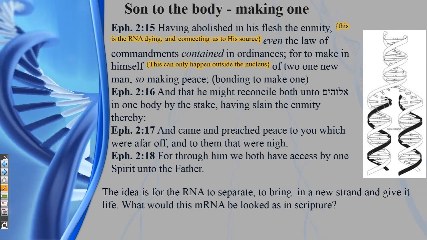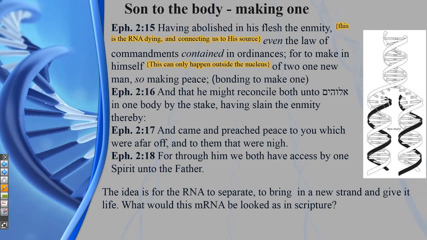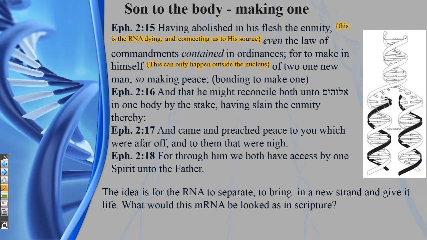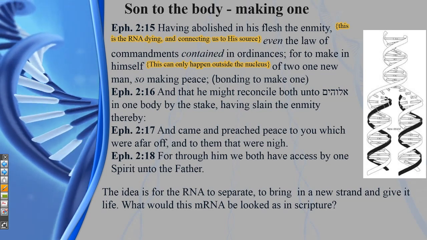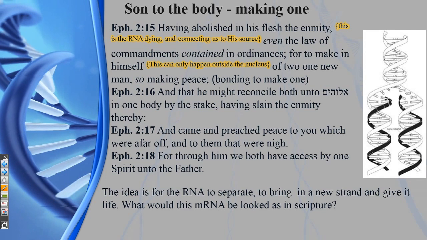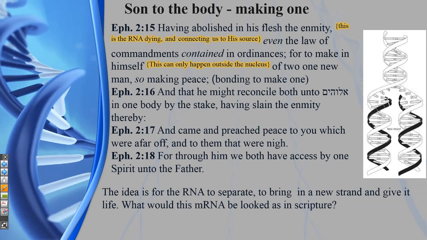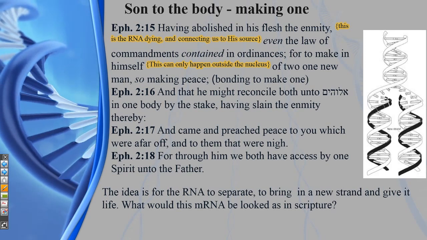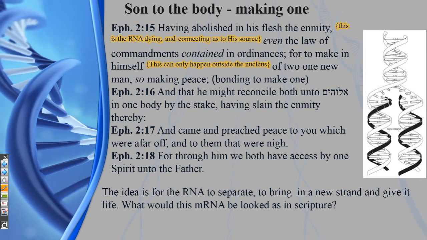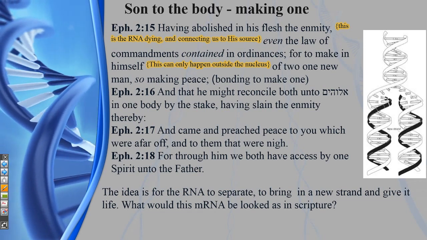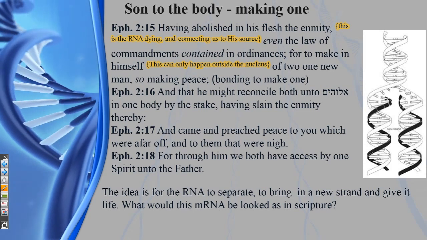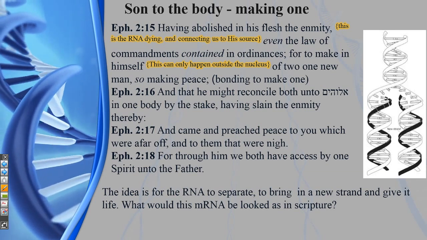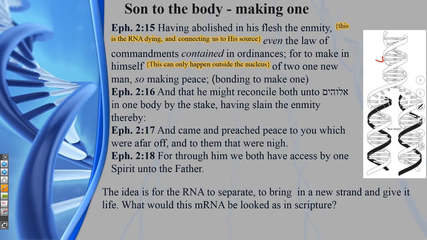So anyway, of two, one new man. So he's going to make the two. Look at this picture here, the Father up top, if you look at the DNA, the black is you, okay, connecting to the Mashiach, if you will, and to make you one with the Father. Is everyone with me so far? Can anyone see the situation here? All right. So, making peace, meaning bonding to make one. You're going to need bonding. You're going to have to make it one. Ephesians 2:16, and that he might reconcile both unto Elohim in one body. Right? So we're going back where? We're trying to make it back to the Father. Right?